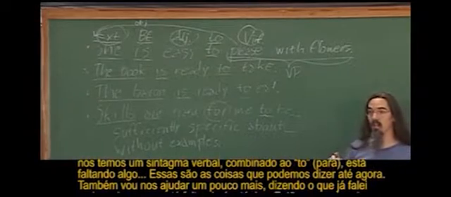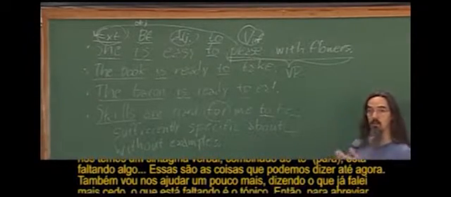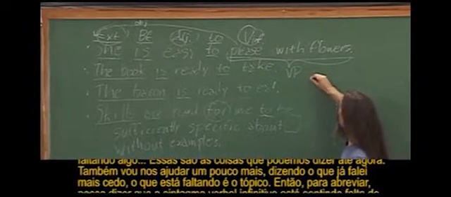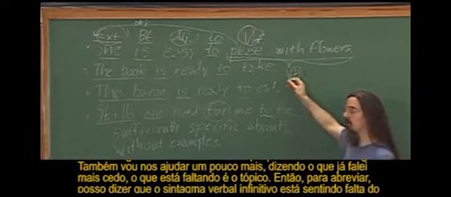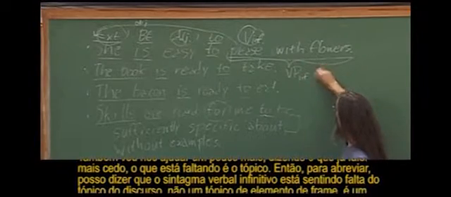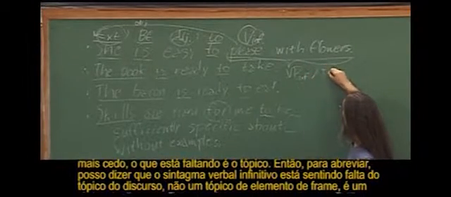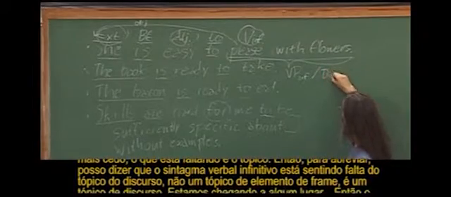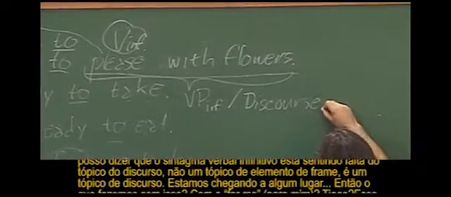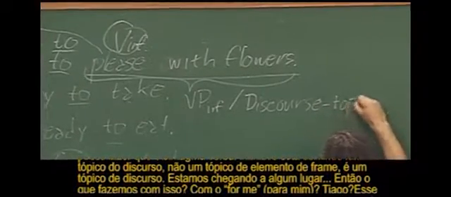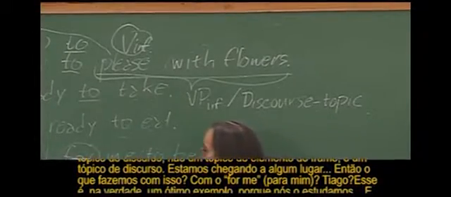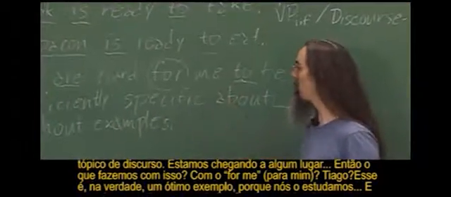I will also help us out a little bit by saying what I already said earlier, that the thing which is missing is the topic. So to abbreviate, I can say a verb phrase, infinitival, missing, I should say discourse topic. It's not the frame element topic. It's a discourse topic. Okay, we're getting somewhere. Now what do we do about this? The for me.